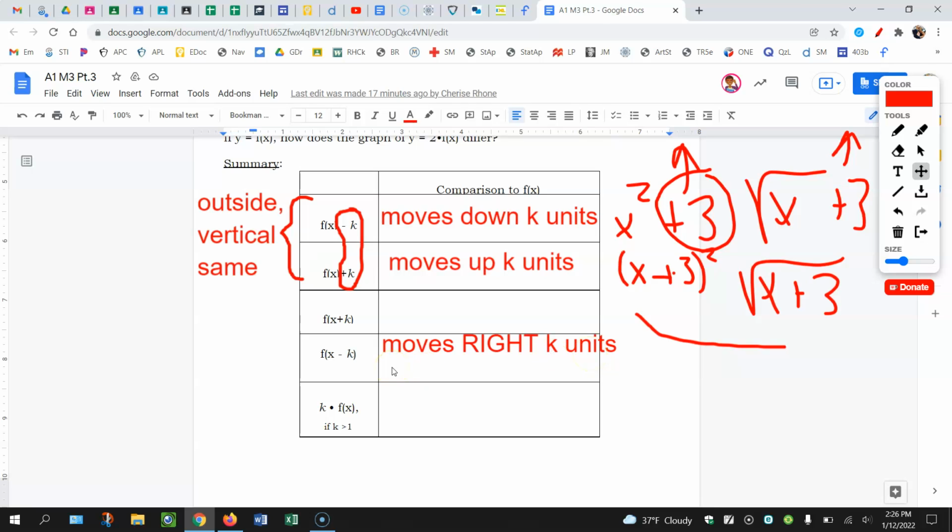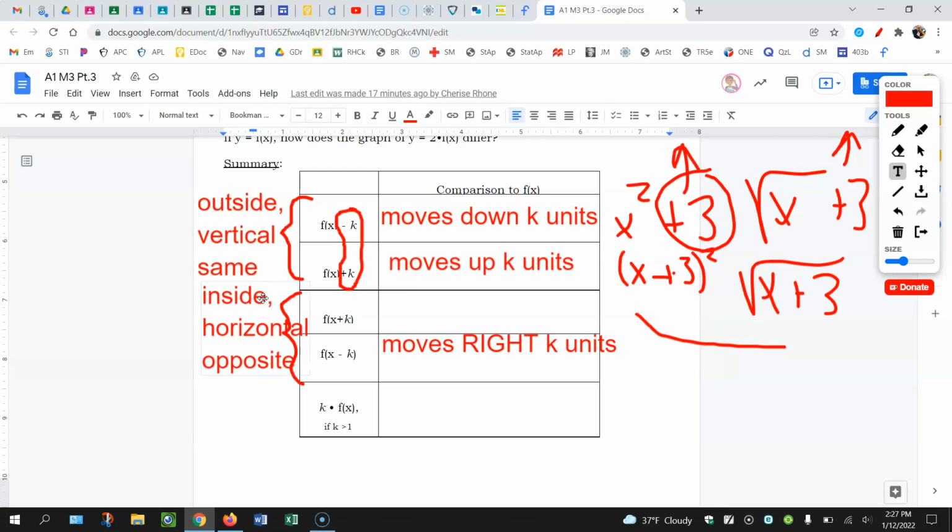Okay, so let's summarize here. These are going to be inside, horizontal, and opposite. So inside, horizontal, opposite.